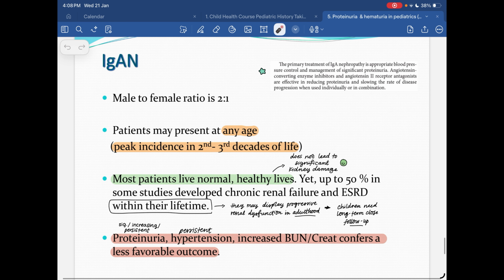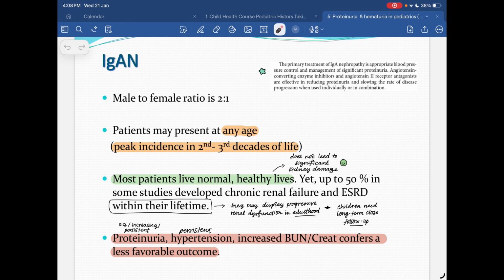As we're used to, the male to female ratio is 2:1, and patients may present at any age. So مو شرط بس يجي الأطفال. In fact, the peak incidence is between the second and third decades of life. قلنا إنه كثير ناس probably يشوفون فيهم ما يعرفون because most patients live normal, healthy lives, as it does not lead to significant kidney damage. Yet, up to 50% in some studies have developed chronic renal failure and end-stage renal disease within their lifetime. And if they're children, they may display progressive renal dysfunction in adulthood, so these children need long-term, close follow-up.